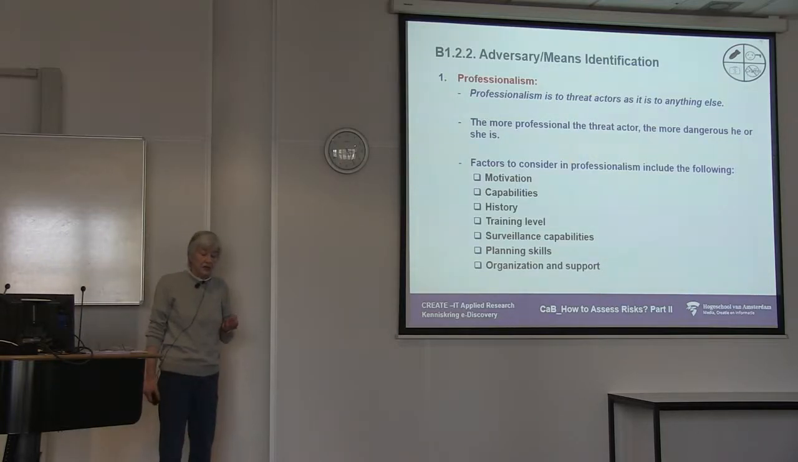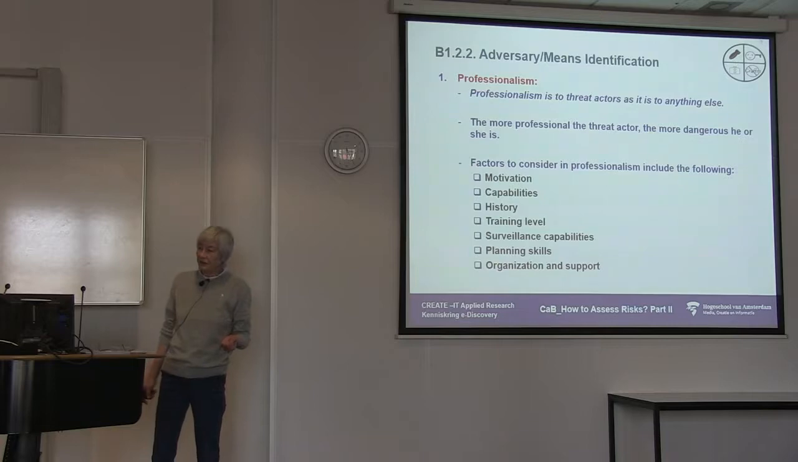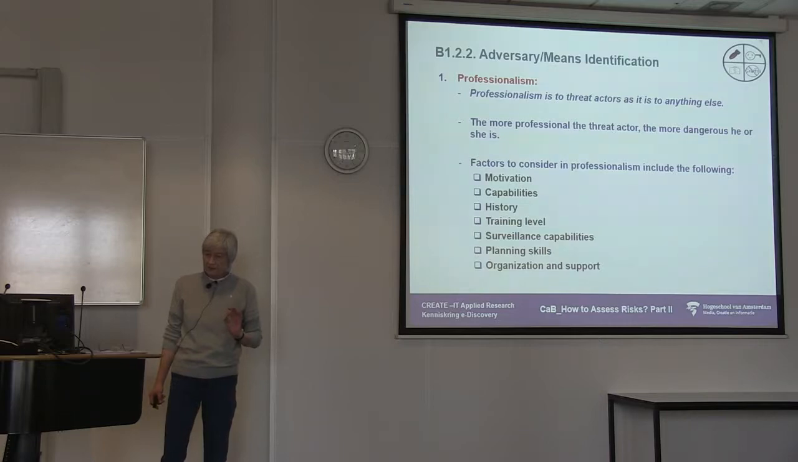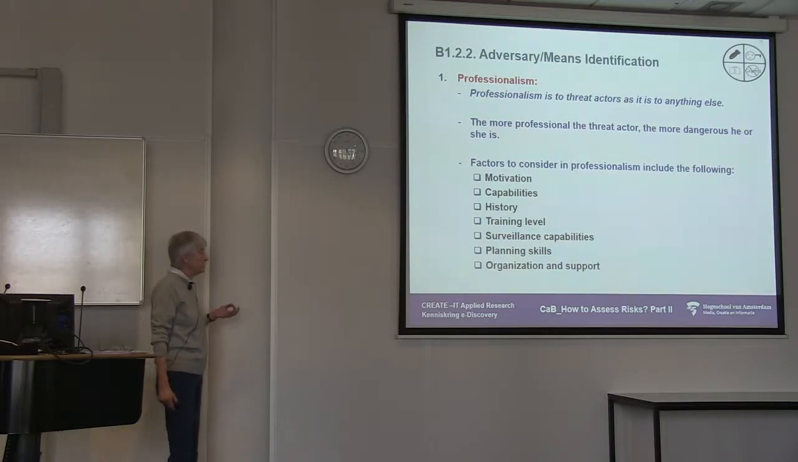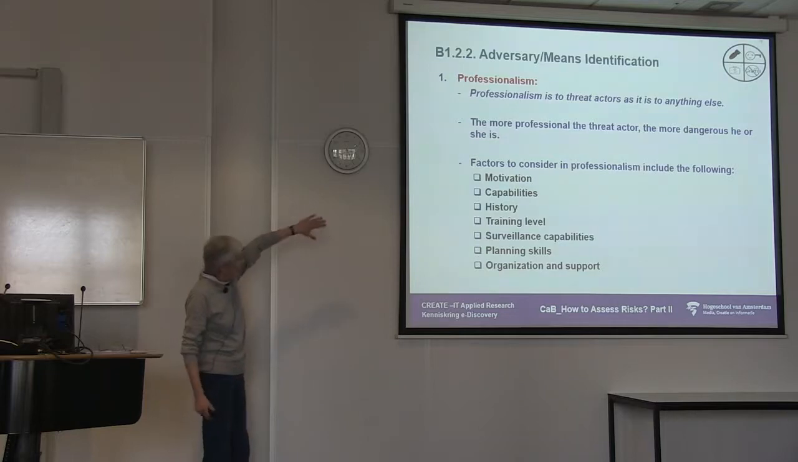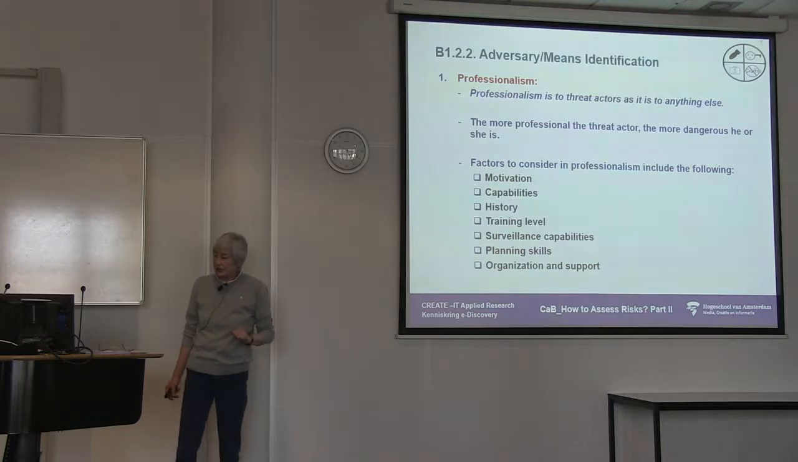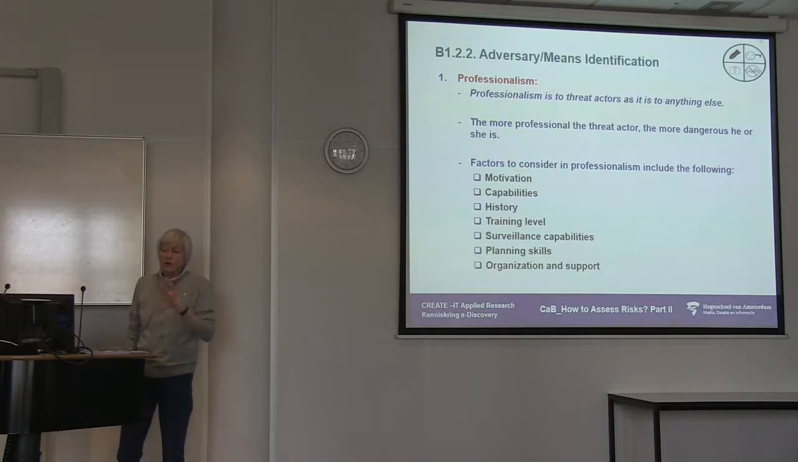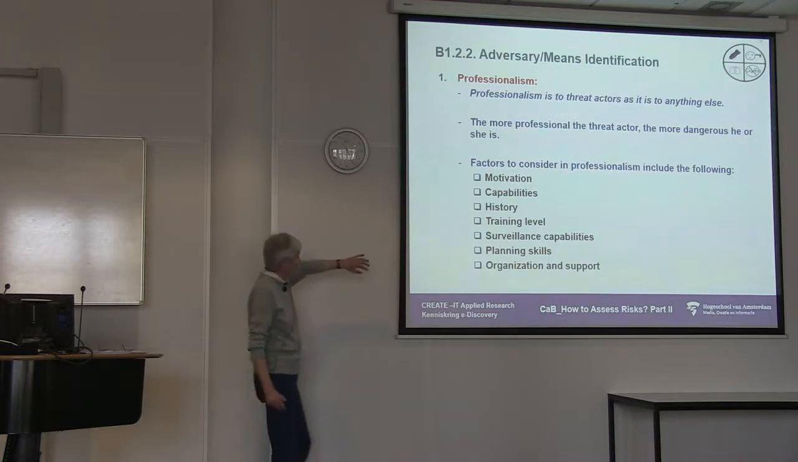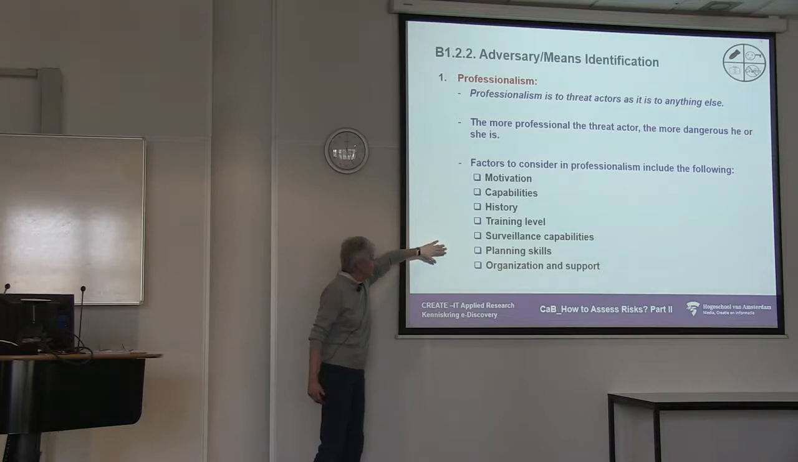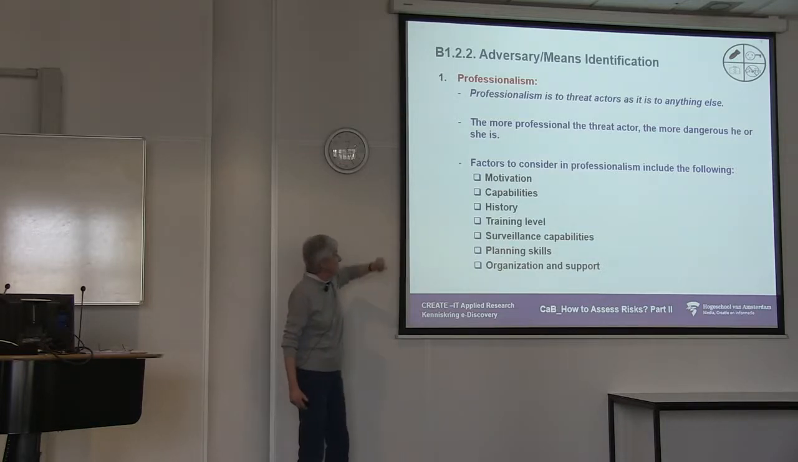If you see a criminal as a professional, then you can pinpoint on specific details what makes him a professional. These factors you have to look into. What's his motivation? What are his capabilities, history, training levels, surveillance capabilities, planning skills, and what's the organization and support? Well, the more organized a threat agent is, the more you will see that there is organization and support, planning skills, maybe a training level.